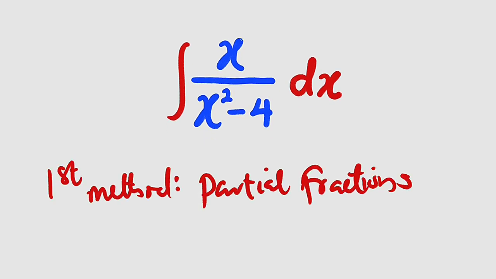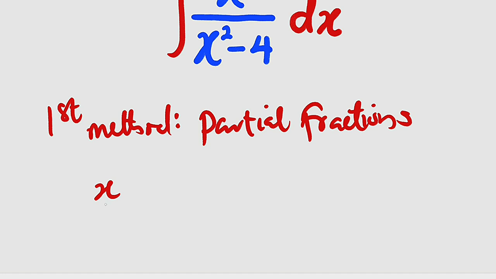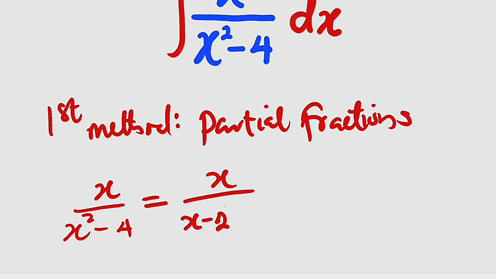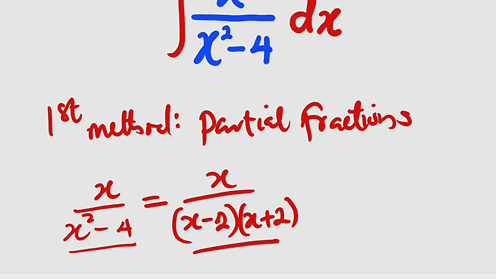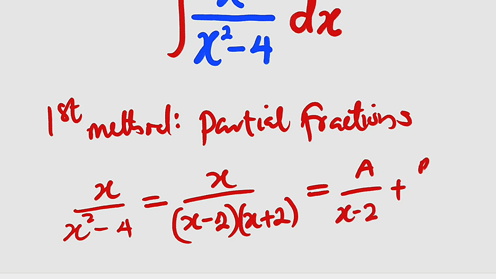So by applying partial fractions, let me take this function and transform it into partial fractions. We have x divided by x squared minus 4. This can be split into x divided by x minus 2 multiplied by x plus 2, right? Because if you expand this, you're going to get this back. Then in partial fractions, since we have 2 factors here, we are going to have 2 fractions: a constant a divided by the first factor, x minus 2, plus another constant b divided by x plus 2.